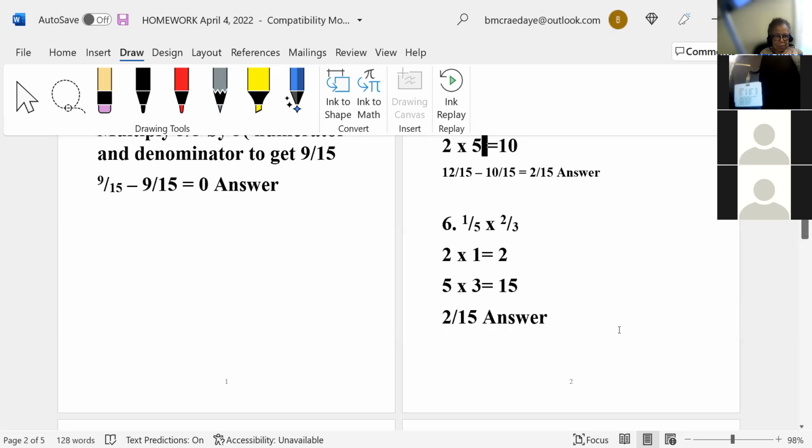What about number 6, Maureen? Multiplication. What do you know about multiplication of fractions? What's the rule? When you multiply, you divide. No, no. Mercedes, what's the rule for multiplication of fractions?